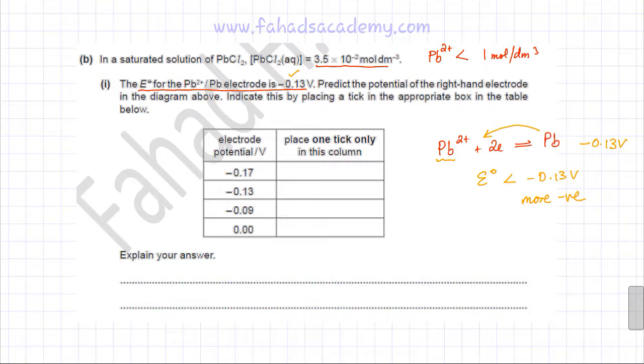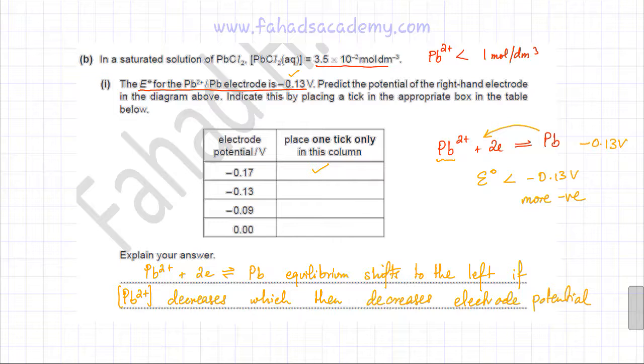And the only option for that is this one, -0.17 volts, because all the other electrode potentials are more positive. So we needed a value that is more negative than -0.13, which is -0.17. And in the answer you write to explain, you're going to mention the equilibrium, and say that the equilibrium shifts to the left if the lead ion concentration decreases, because for the simple reason that PbCl2 is not very soluble, so the concentration is very low.